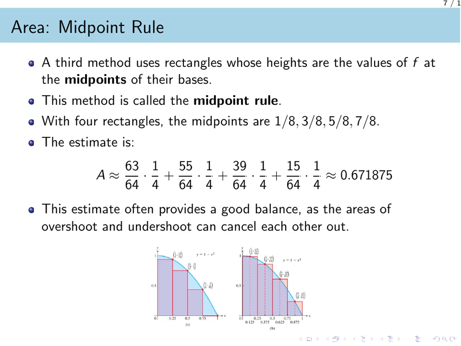A third method for estimating the area is called the midpoint rule. This approach often provides a more accurate estimate than the upper or lower sums. Here, the height of each rectangle is the value of the function f at the midpoint of its base. For example, with four rectangles on the interval from 0 to 1, the midpoints we use are 1 divided by 8, 3 divided by 8, 5 divided by 8, and 7 divided by 8. This gives an area estimate of approximately 0.671875. The midpoint rule is effective because the small areas where the rectangle is over the curve and the areas where it is under the curve tend to partially cancel each other out.